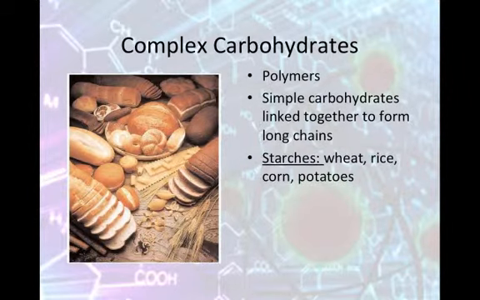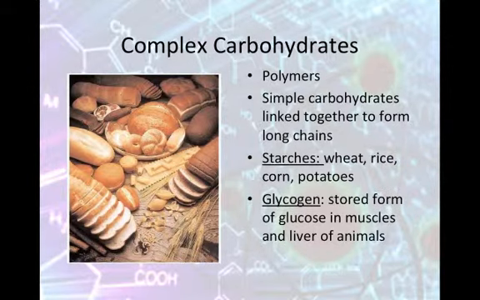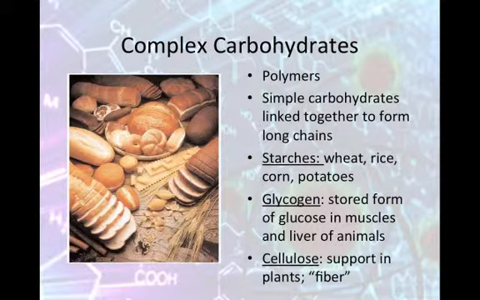There are 3 or 4 major types of complex carbs. One of them is starches. Examples of starches are wheat, rice, corn, and potatoes. Another is glycogen. It's how animals store glucose by linking it together to form large molecules of glycogen and storing it in their muscles and liver. Cellulose is what cell walls of plants are made out of, and it is actually what makes up the fiber in your diet.